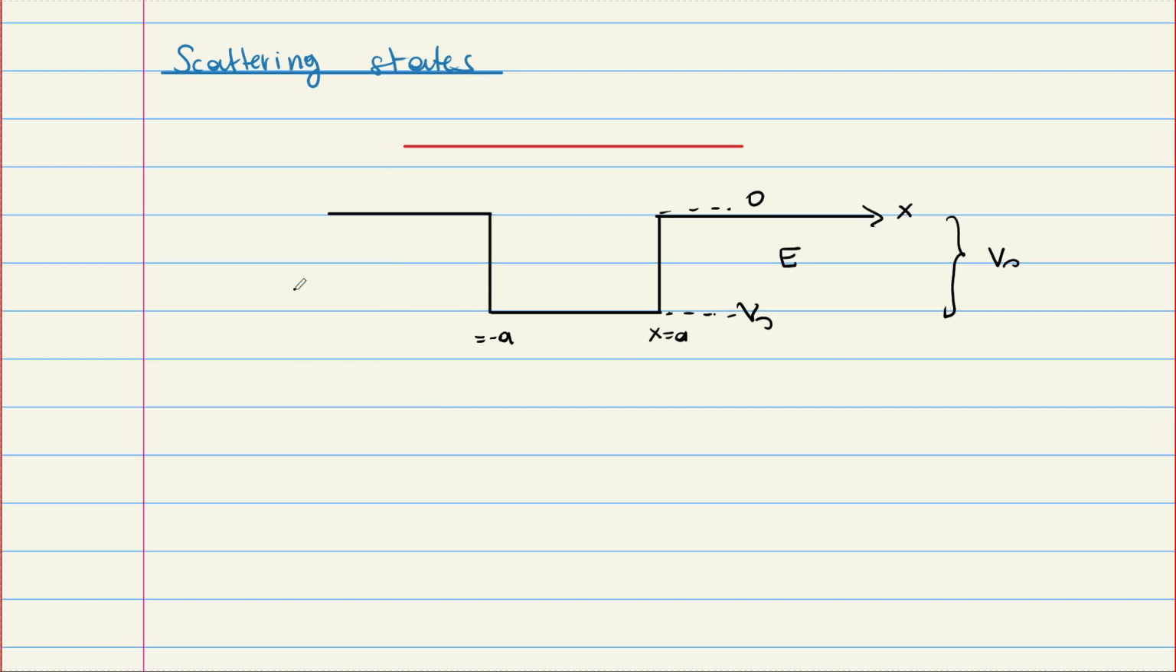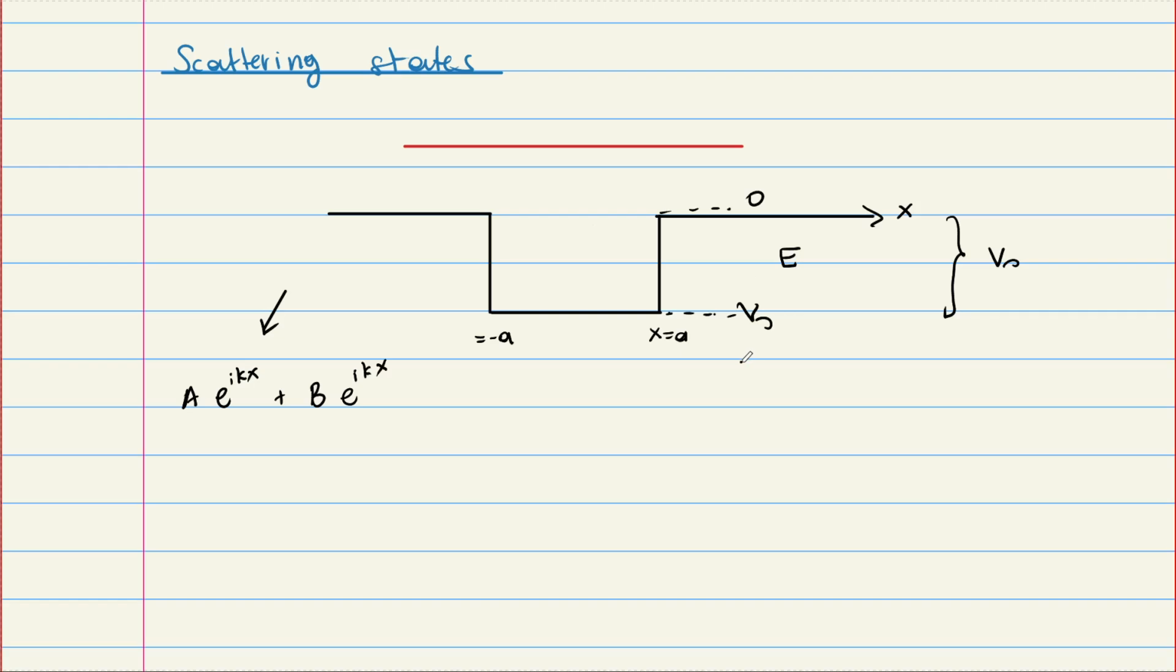Let me call this side A e to the ikx plus B e to the minus ikx. If you have any doubt, you know what to do. You write the Schrödinger equation, you look at the coefficient of the sign, and you decide if it's decaying solutions or e to the ik or e to the minus ik form solutions.